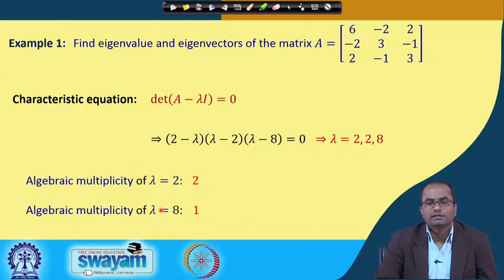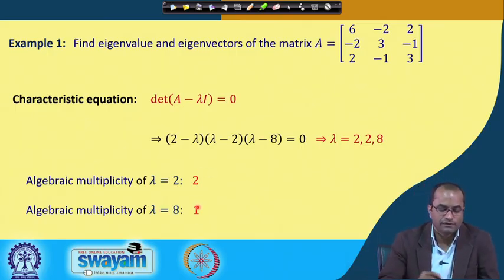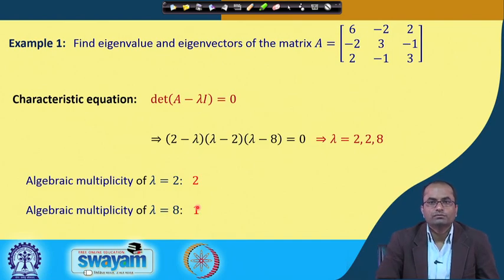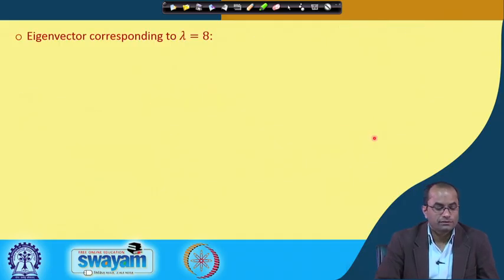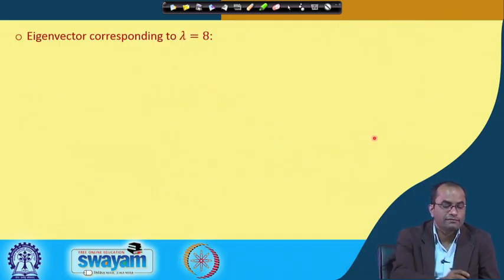So, this is how the algebraic multiplicity is defined. To define the geometric multiplicity corresponding to lambda equal to 2 or lambda equal to 8, we need to get the eigenspace of these eigenvalues. So, the eigenvector corresponding to this lambda equal to 8.